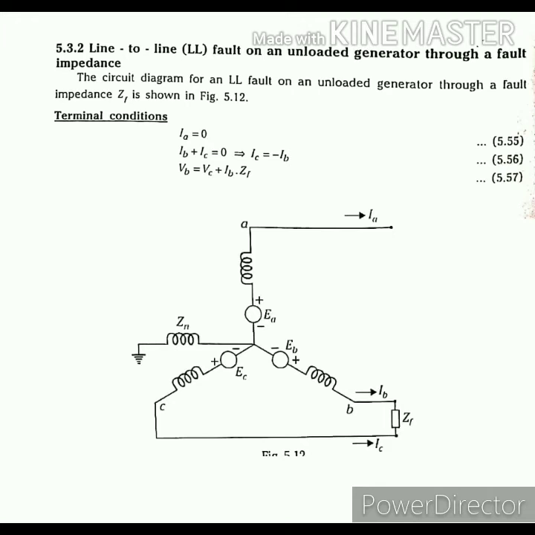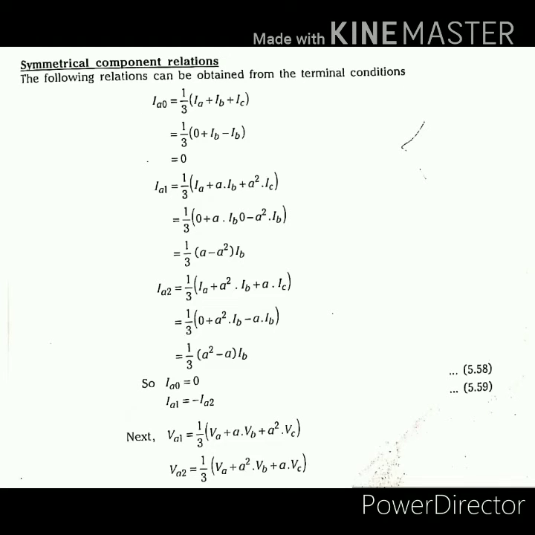Again, same as the previous part, calculating the symmetrical component relation. Just observe here IA0 is 0, meaning the zero sequence current is 0. IA1 is 1 by 3 times (A minus A square) into IB, and IA2 is 1 by 3 times (A square minus A) into IB. So what we can say here is IA1 is equal to minus IA2.